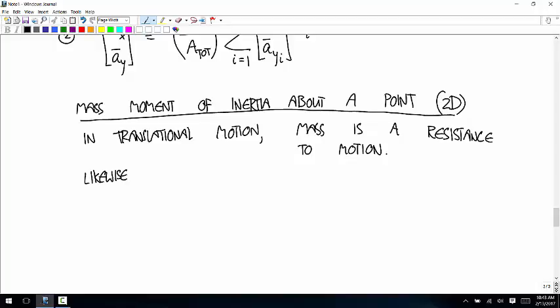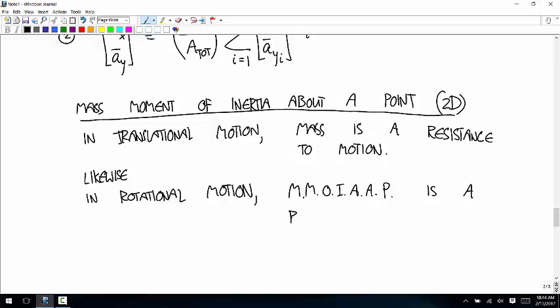Likewise, in rotational motion, the mass moment of inertia is a resistance to rotation. Well, if by motion I mean acceleration here, then by resistance to rotation, I mean angular acceleration.